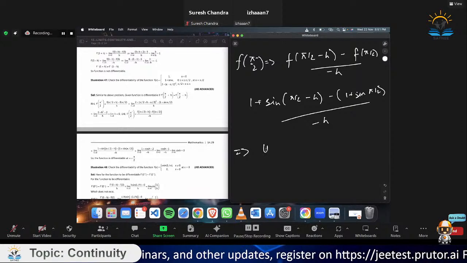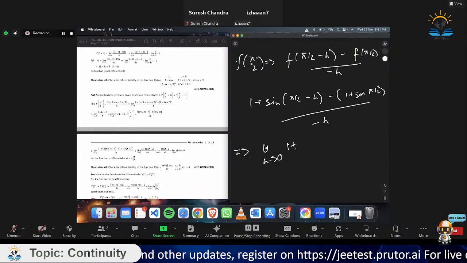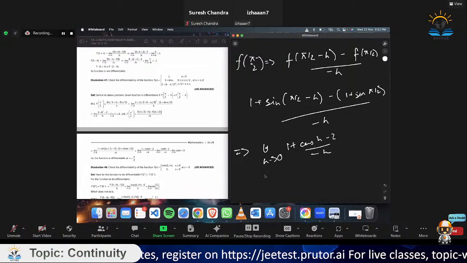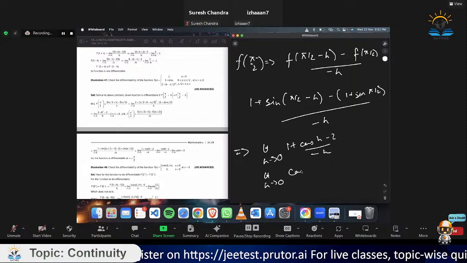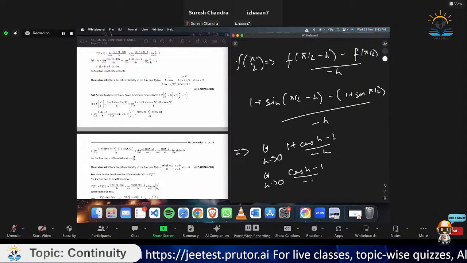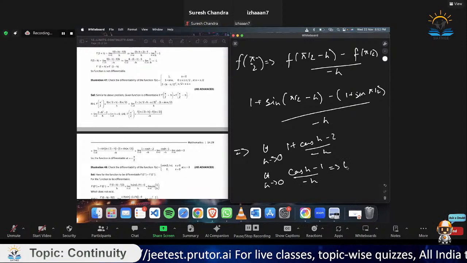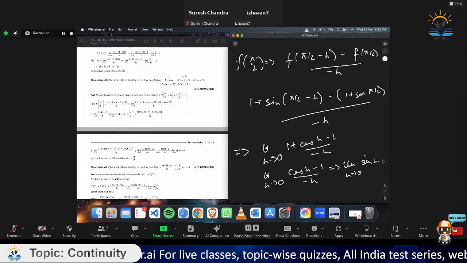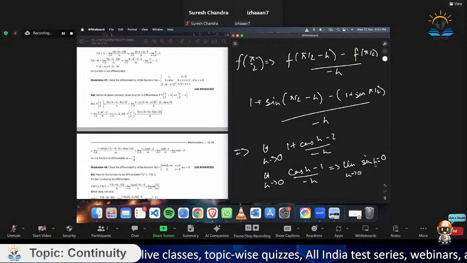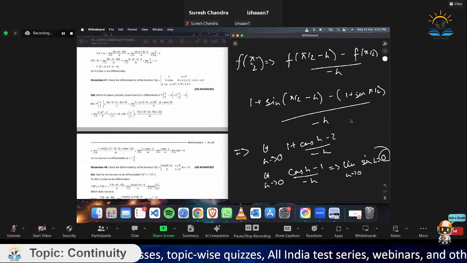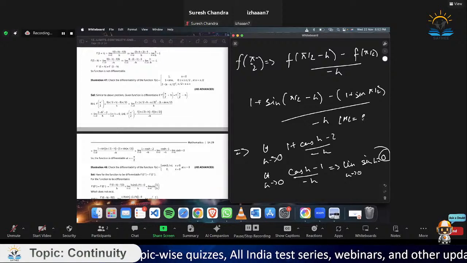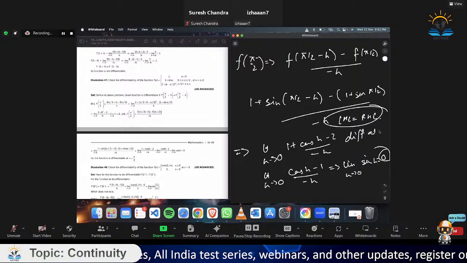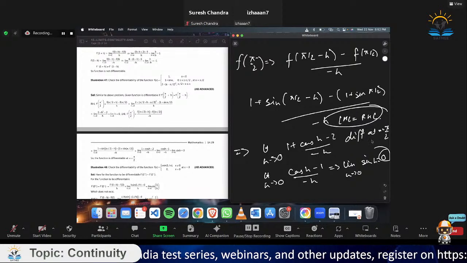So it will be what? Limit h tends to 0, 1 plus cos h minus 2 by minus h. Limit h tends to 0, cos h minus 1 upon minus h. Alright. Limit h tends to 0 for sin h equals 0, because at h equal to 0, sine will give 0 value. So LHL is equal to RHL. So the function is differentiable at x equals pi by 2.